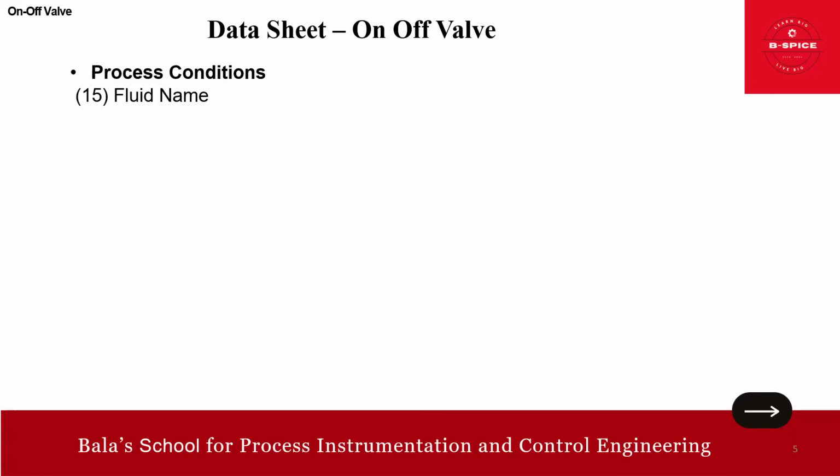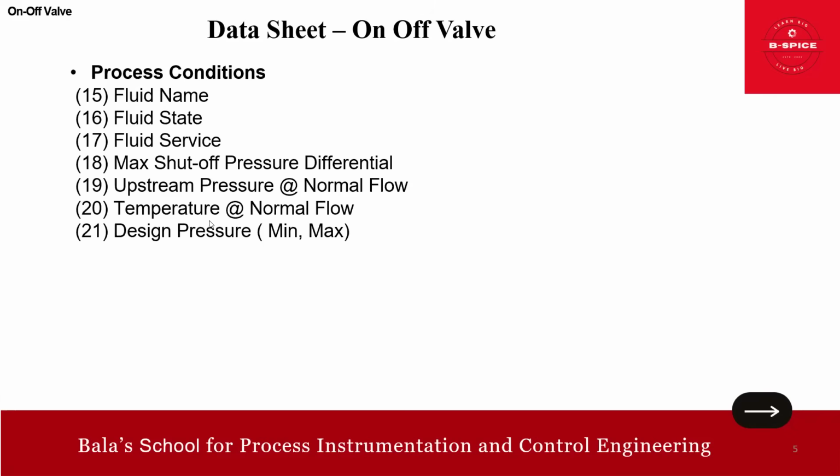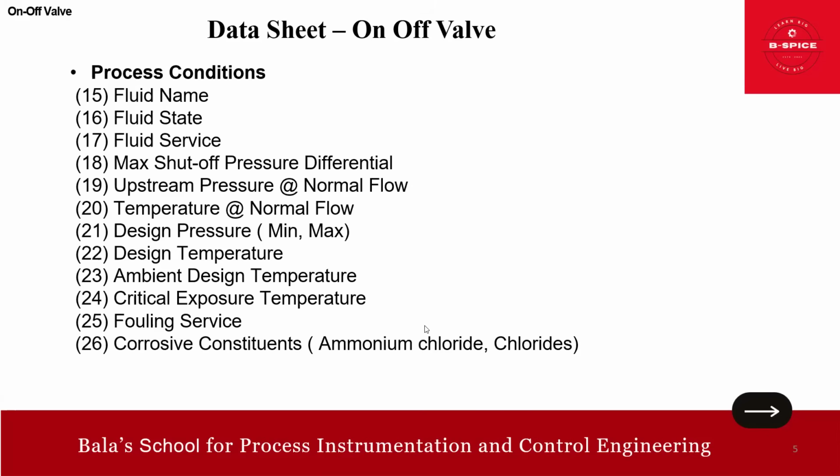Coming back to the process condition: fluid name, fluid state, fluid service, shut-off pressure differential, very, very important, upstream pressure, temperature, design pressure minimum and maximum, design temperature, ambient design temperature, critical exposure temperature, fouling service, corrosive nature like ammonium chloride or chloride presence, toxic, erosive. All these you need to get from our process colleagues and input. Very simple, isn't it?